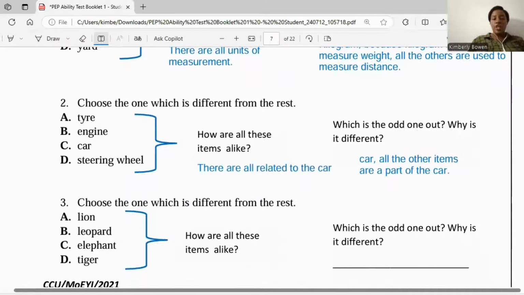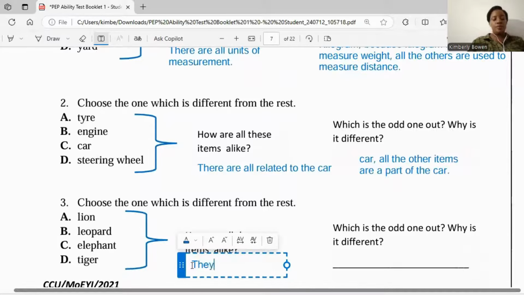Let's look at the final question from the classification category of questions. Choose the one which is different from the rest. Lion, leopard, elephant, and tiger. How are these items alike? They are all animals.